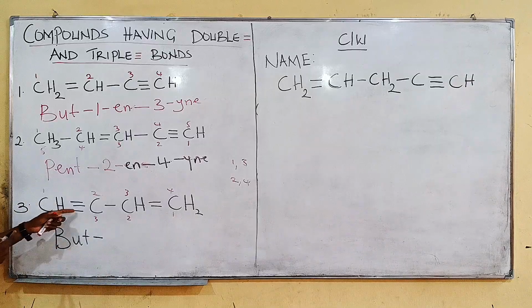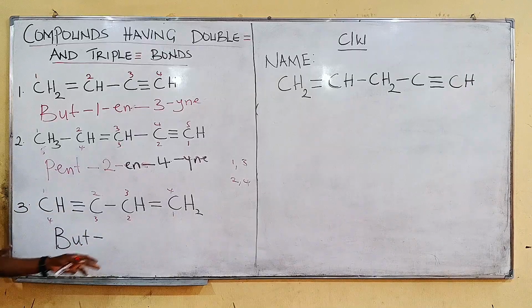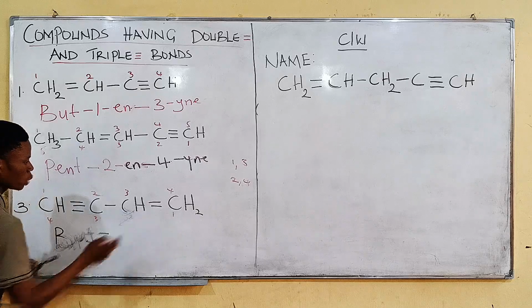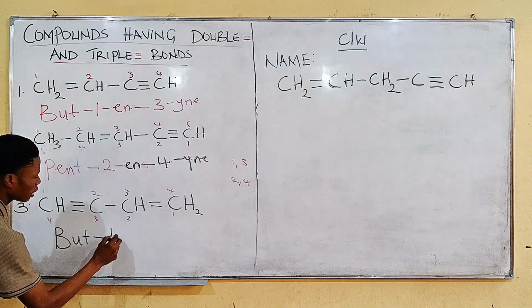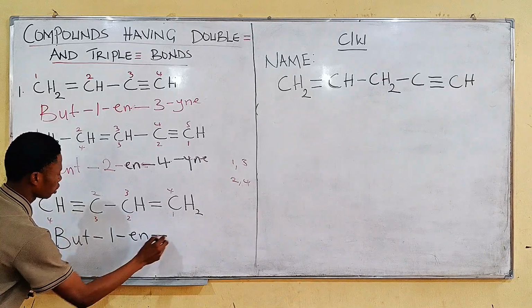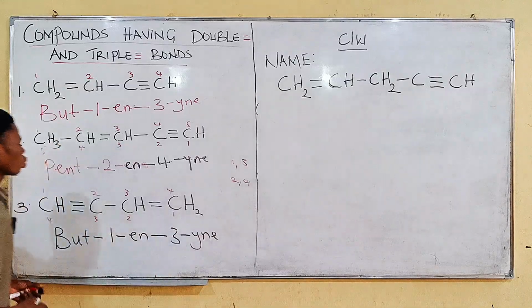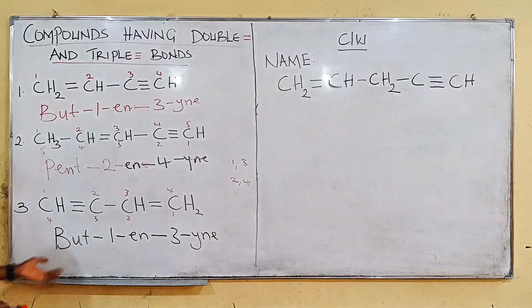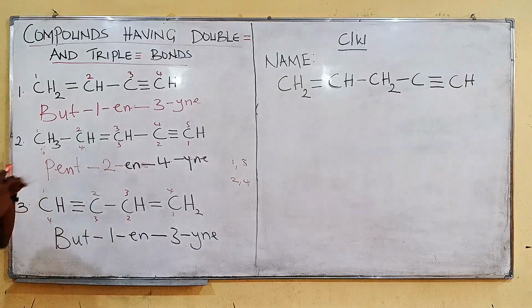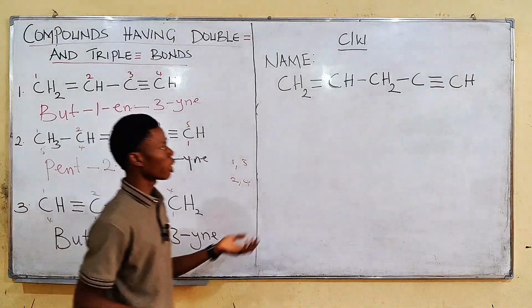And don't say because the triple bond is here, you now start with "yne". No. Another abomination. Start with "ene". So but-1-ene-3-yne. But-1-ene-3-yne. That's the name of this compound. It's very, very simple. Now, let me see if you actually understand.